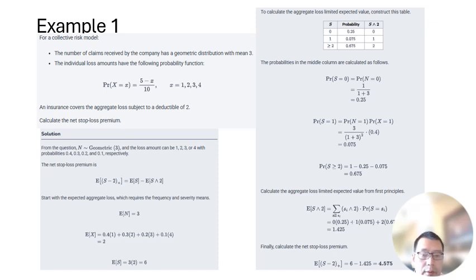Therefore, the net loss premium, the expected value of (S minus 2)+, will be equal to E[S] minus E[S cap at 2], which is 6 minus 1.425. So it's equal to 4.575.